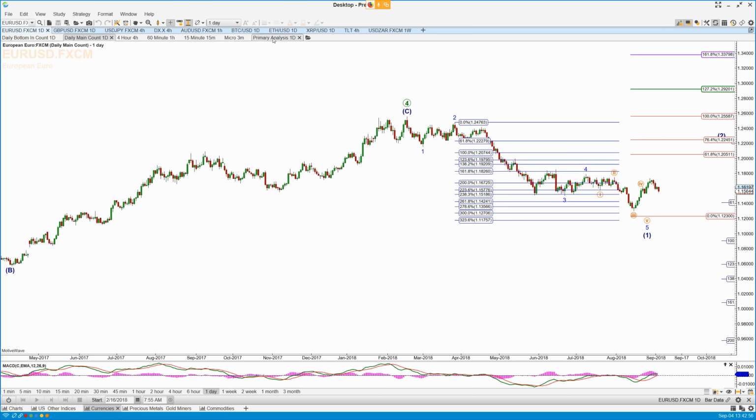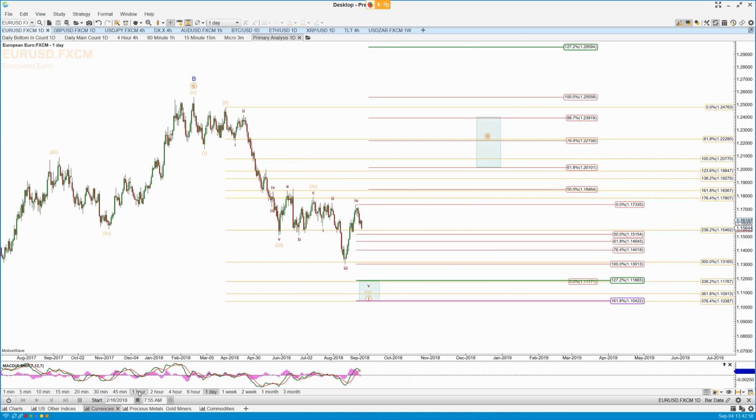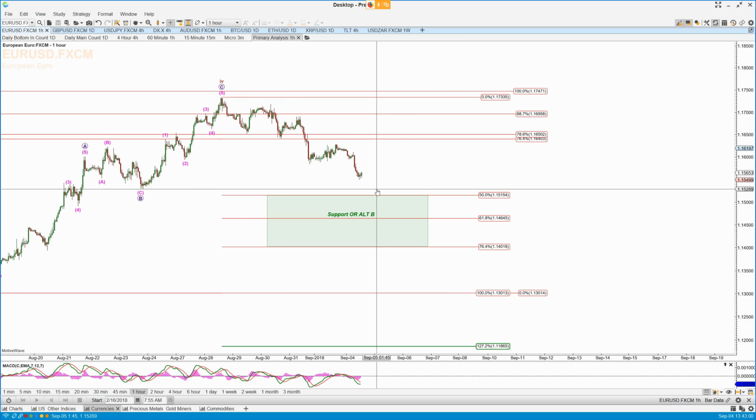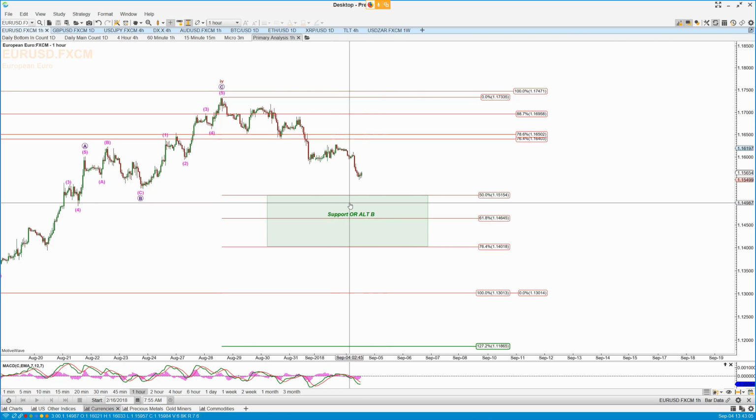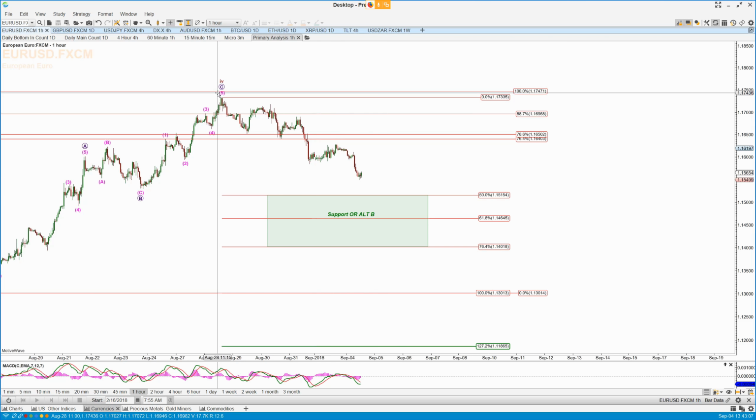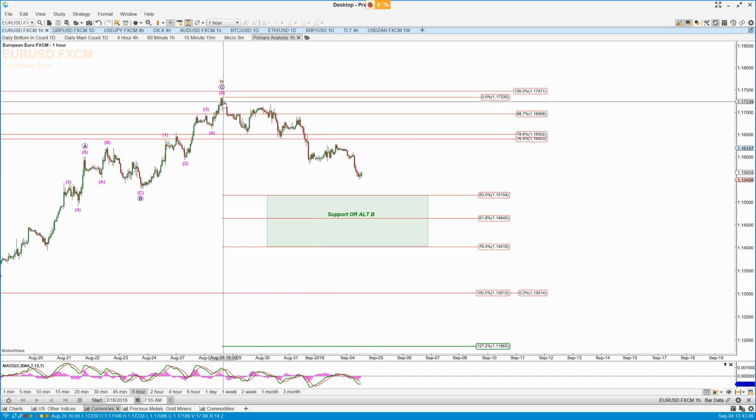a suitable... I'm going to find this correct chart. Here we go. A decent trade opportunity last week up here. Because in both counts, we were looking down to at least this support zone, which we're not far from the top of at the moment. So we're short the euro.